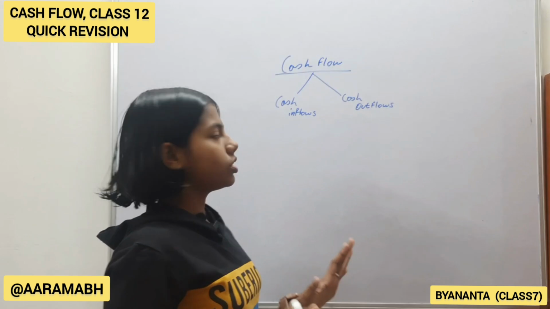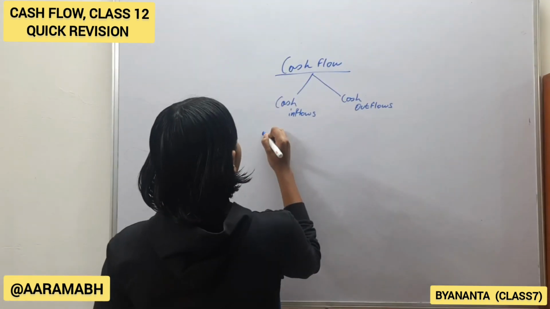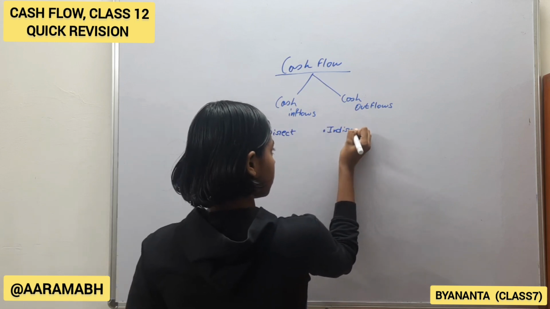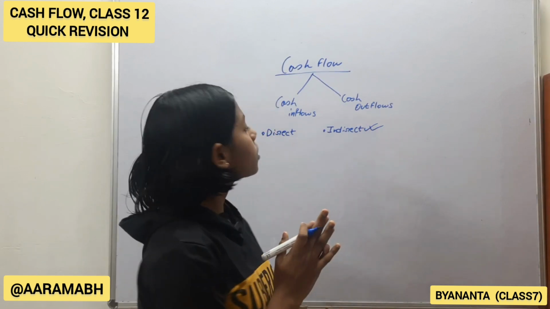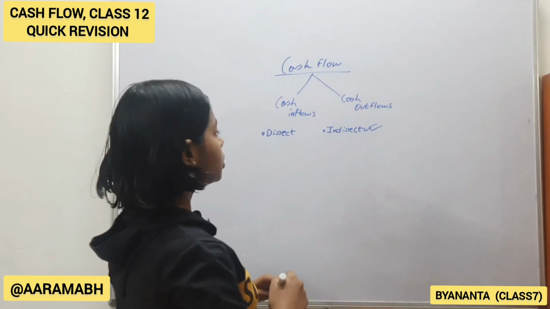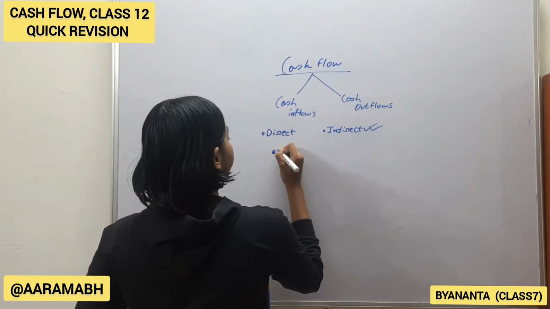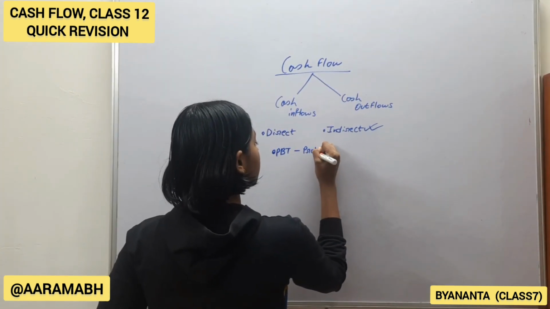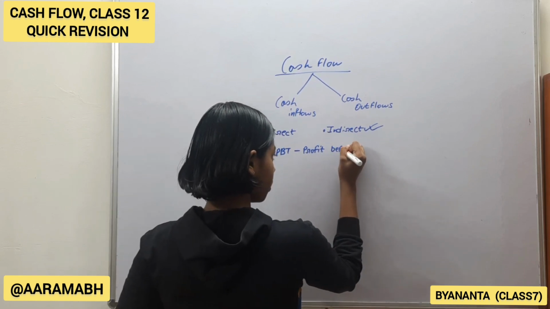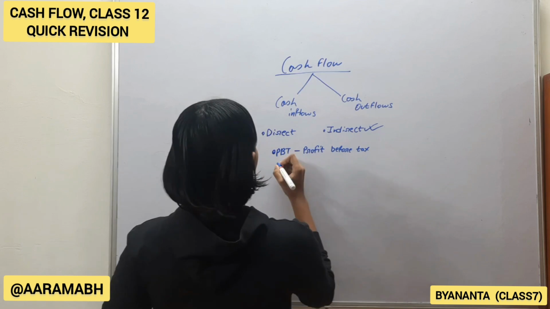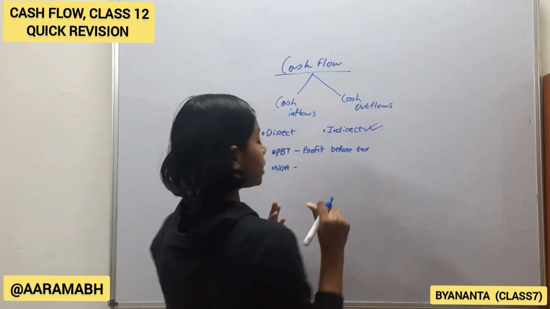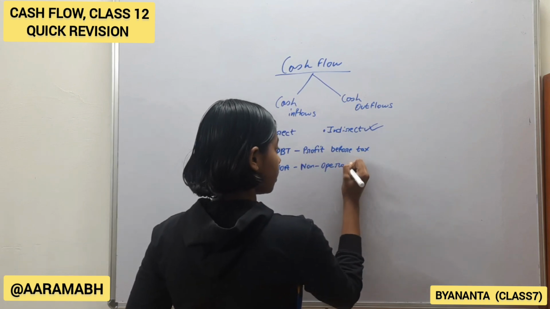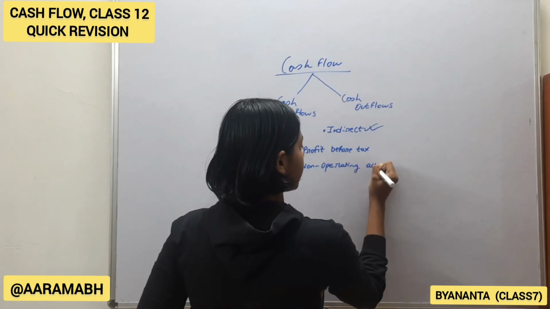There are two methods of preparing a cash flow statement, namely the direct method and the indirect method. We are going to discuss the indirect method today, which consists of 5 parts. First one is PBT, also known as profit before taxation. Then comes NOA, which is the short form for non-operating activities.